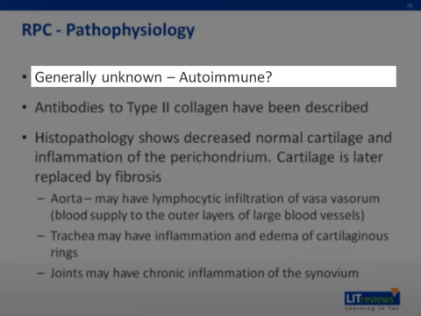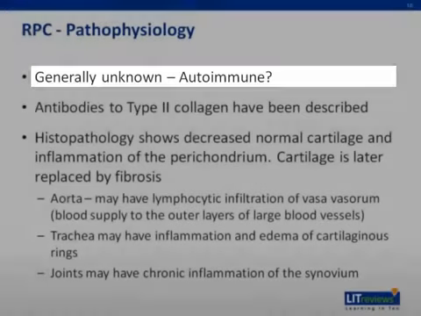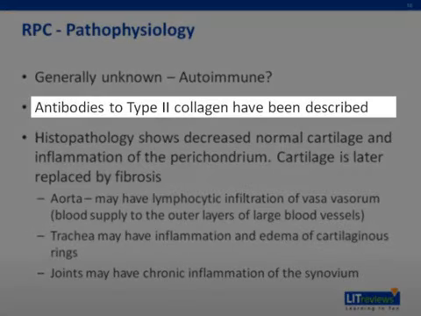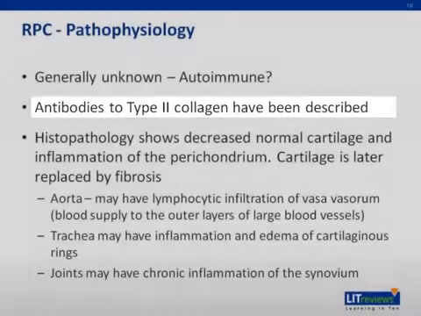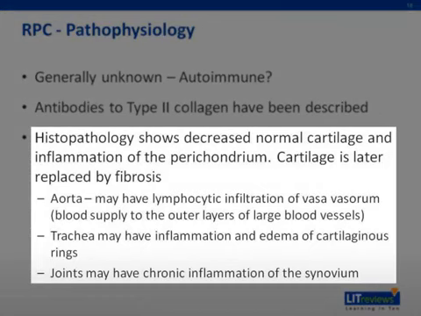The pathophysiology of relapsing polychondritis is largely unknown, although many have suspected that there may be an autoimmune component. Some studies have described antibodies to type 2 collagen, but such autoantibody testing is not available in practice. Histopathology slides demonstrate that the normal perichondrium, or the cells composing the lining around the cartilage, are replaced by inflammatory cells. Over time, this area as well as the cartilage itself can be replaced by fibrosis.